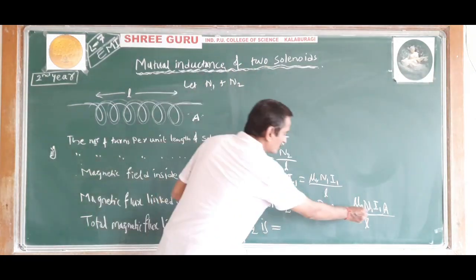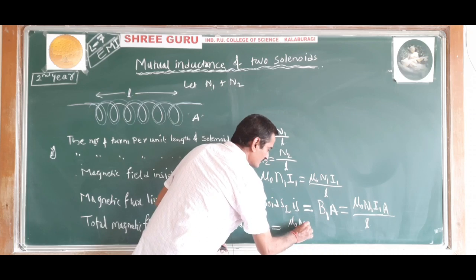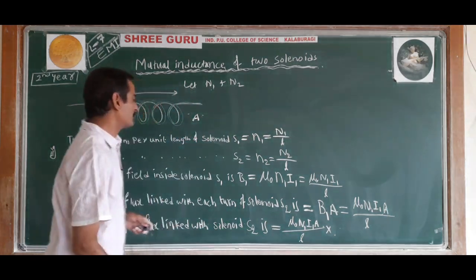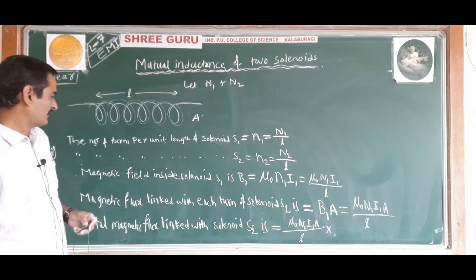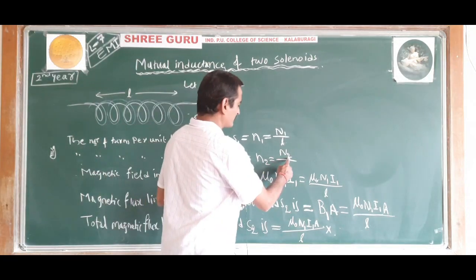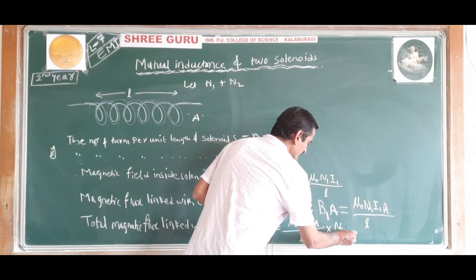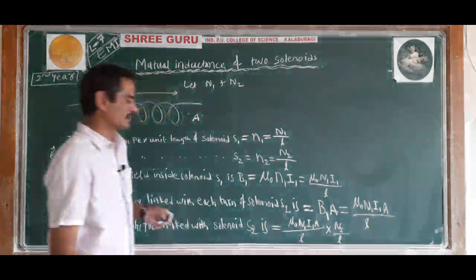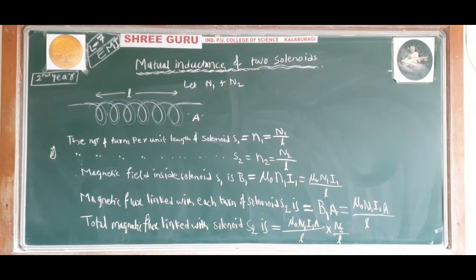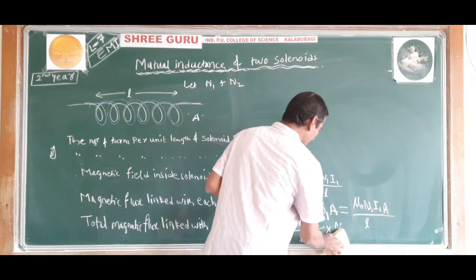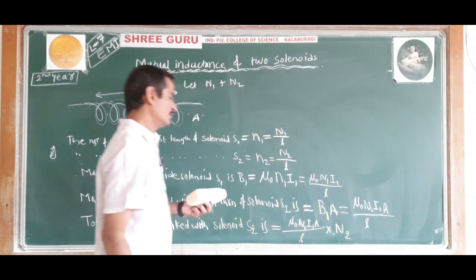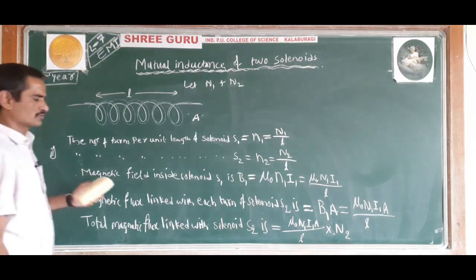Understood? So directly I will write, it is mu naught N1 I1 into A divided by L, multiplied by the total number of turns in the solenoid S2. Right? So finally we'll get, so that is total number of turns only, not turns per unit length. The total number of turns in the second solenoid is only N2.